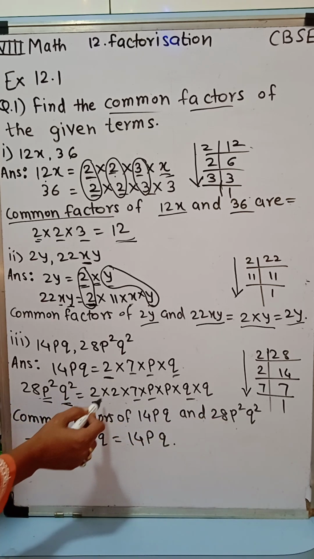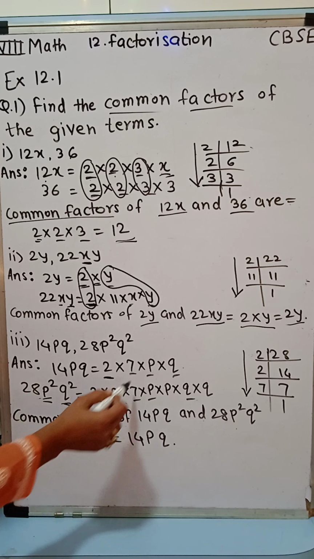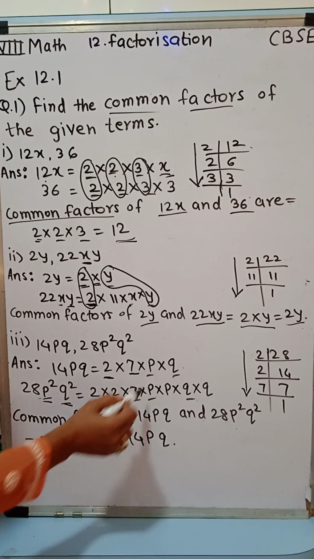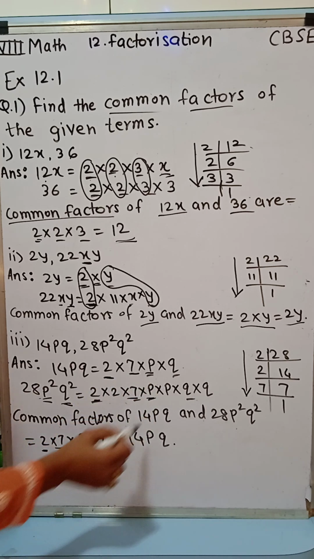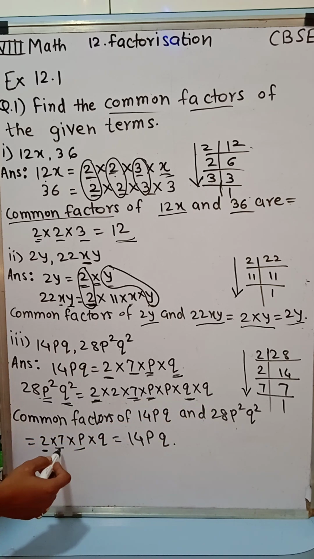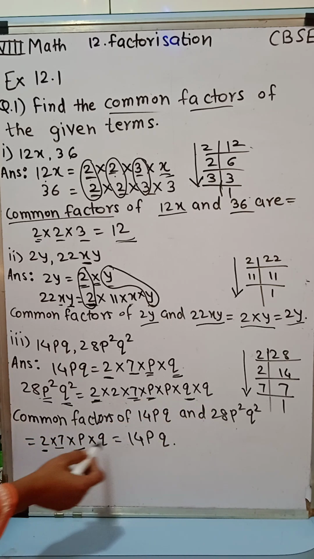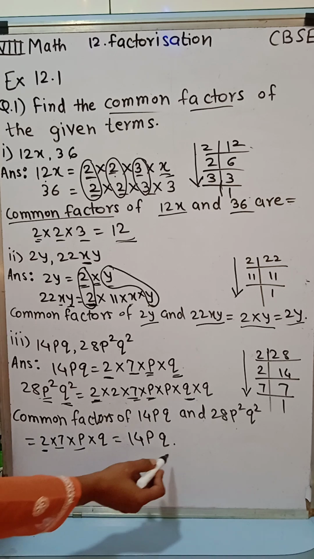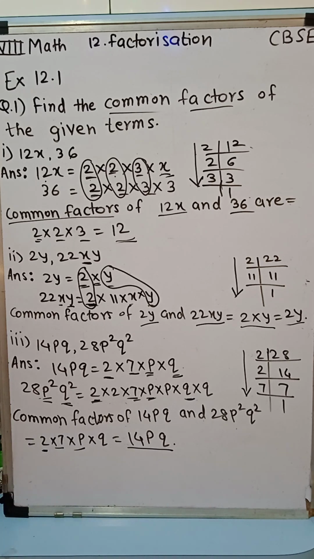Let's find it. So 2, we will write 2, then 7, we will write 7, then p, we will write p, and q, we will write q. So common factors are 2 into 7 into p into q. So 2 sevens are 14 into pq. Taking the product of that, it is 14pq.